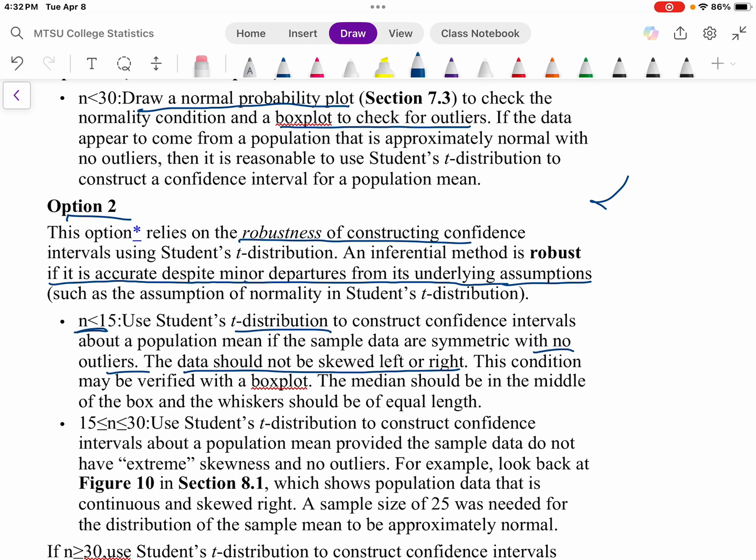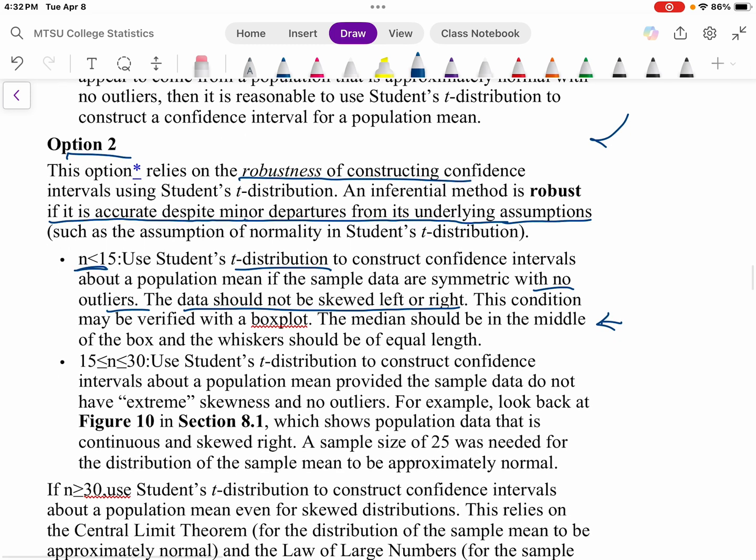Do we have a nice looking box plot that doesn't show any distortions in it? And they give us some ideas of what we need to look at. If we have a sample size that's between 15 and 30, and we want to use our t distribution to construct our confidence interval, we can do that as long as we don't have extreme skewness and no outliers. If we have slight skewness, it's okay. So that's where we'll take a look at some examples here in a bit.